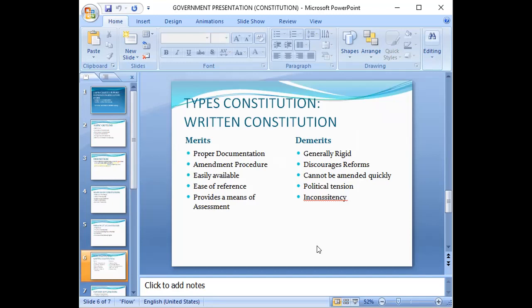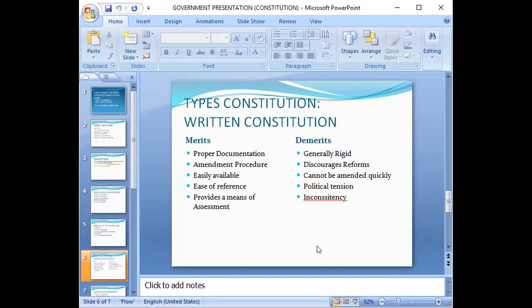Then, of course, it allows for amendment procedure. So usually each constitution, like I said, has in it several things. And one of them is the procedure to amend such constitution. It comes with it. So it starts saying, okay, to amend the constitution, this is the process. Then it is easily available. When something is codified and written down, everybody can have access to it. It's easily available. Then ease of reference. It's not the same with the former.